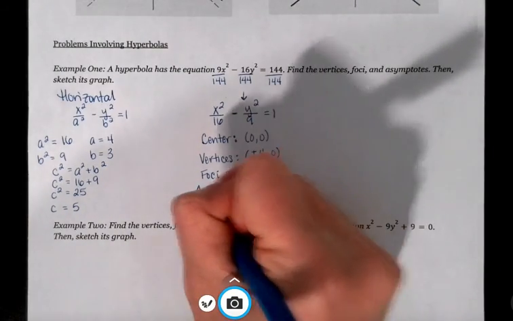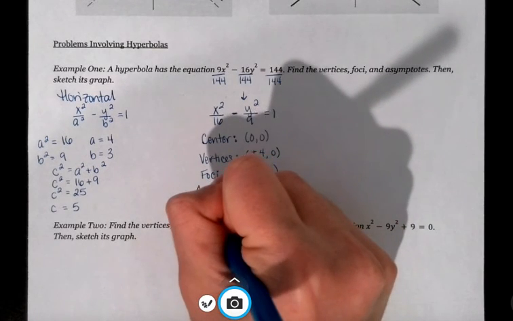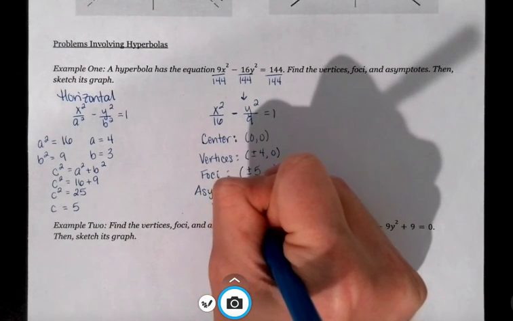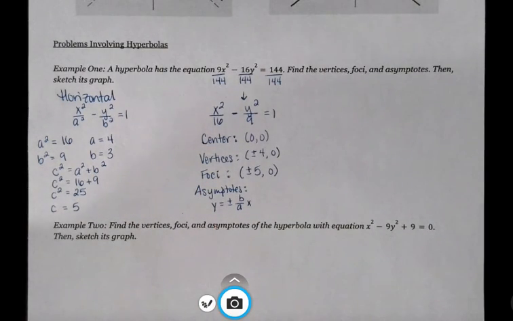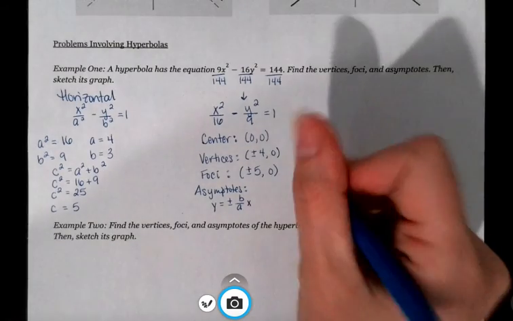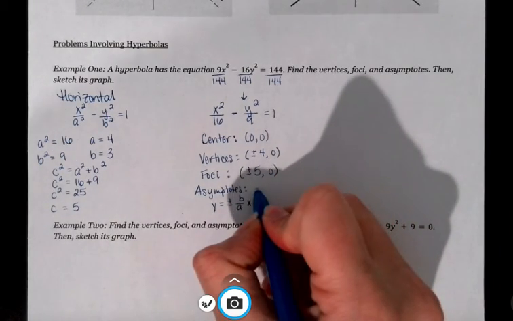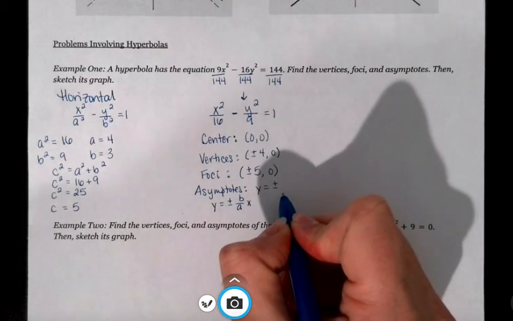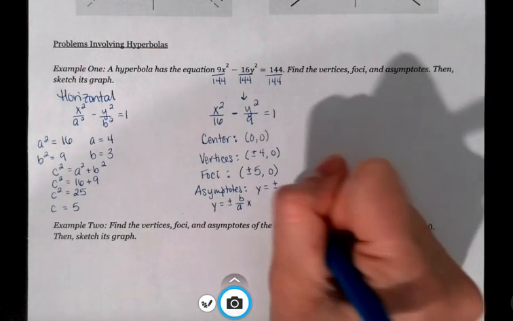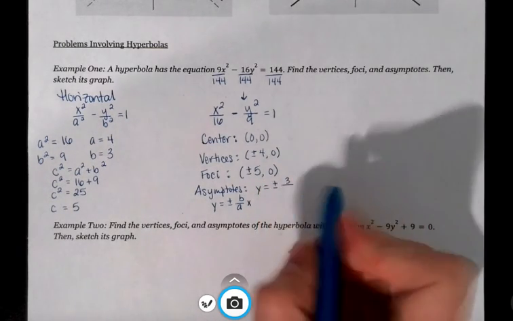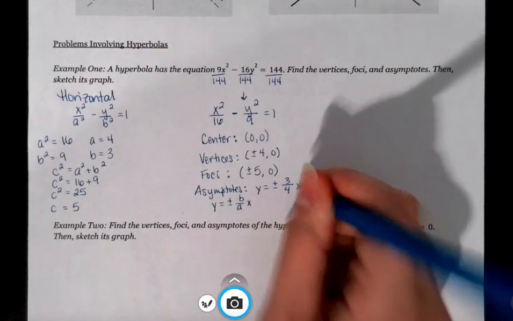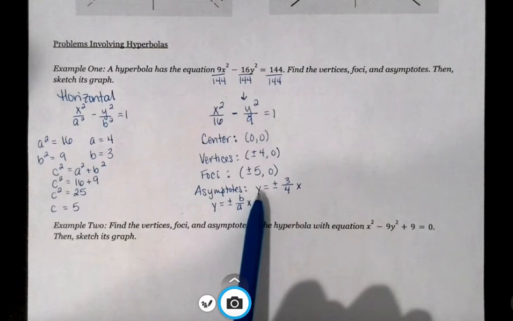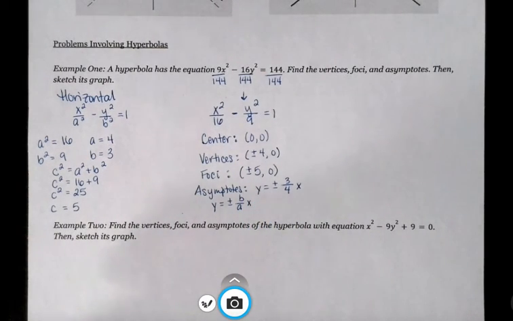And then for my asymptotes, I'm going to write the template down here. So we have y equals plus or minus b over a x. So I'm going to plug in my b and my a, and then I'm going to write it back up here. So I have two of them. One's going to be positive, one's going to be negative, but I'm just going to write it like this. Since my b is 3, that goes on my numerator, and then my a was 4, so that goes in my denominator. So my two asymptotes would be y equals 3/4 x, and the other one is y equals negative 3/4 x. Those are my two equations for my asymptotes.